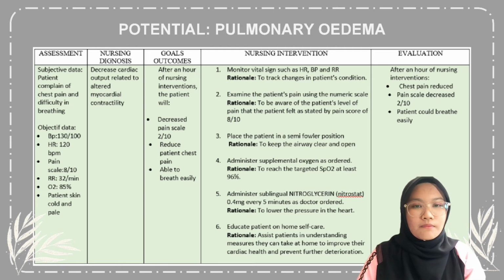Objective data: blood pressure 130/100, heart rate 120 bpm, pain scale 8/10, respiratory rate 32 per minute, oxygen 85%, patient's skin cold and pale. Nursing diagnosis: decreased cardiac output related to myocardial contractility.